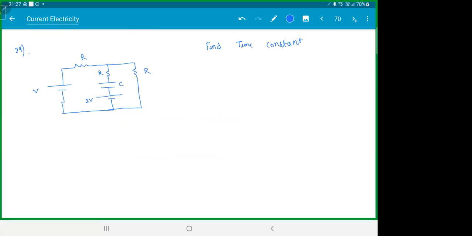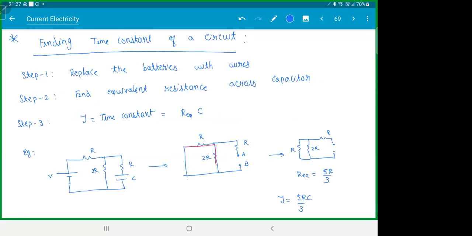So I can give you any random circuit and ask for time constant. You just have to follow the steps. Step 1, replace the battery with wires. 100 batteries, that doesn't matter, make them wires. Find R equivalent, remove the capacitor, find the resistance across it and multiply R into C.